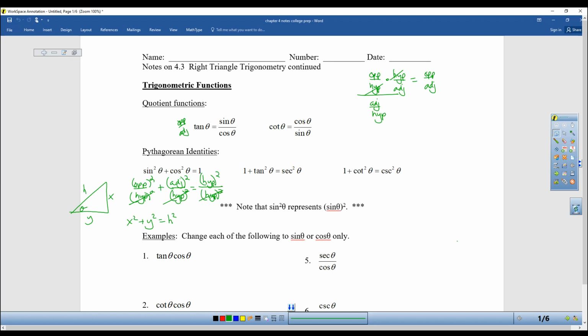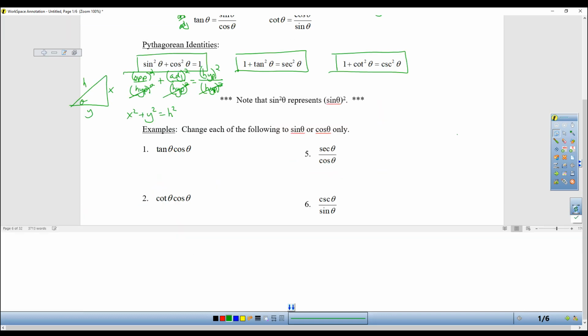Like I said, I'm not going to do it for all of them, but the other two are 1 plus tangent squared is secant squared, and 1 plus cotangent squared is equal to cosecant squared. So really, these three need to be memorized. What today will do for you is get you used to learning these rules. It's really just practice to get you to memorize them.